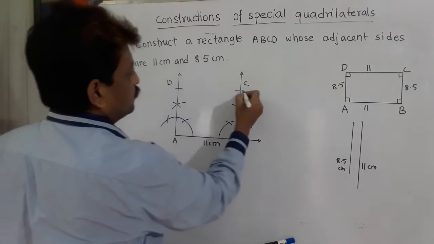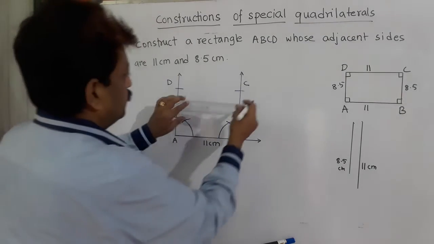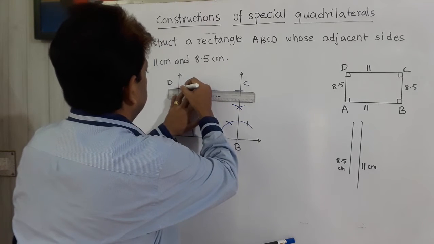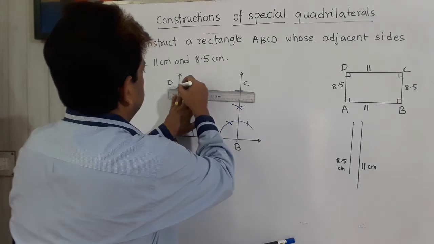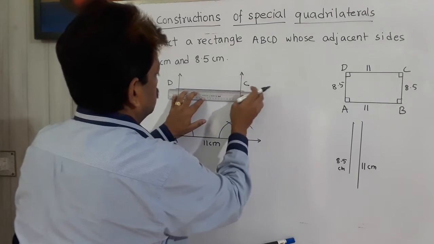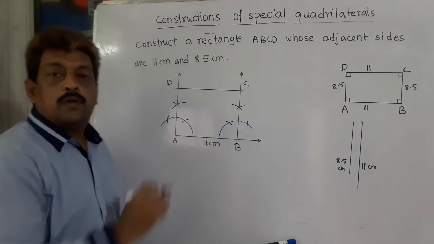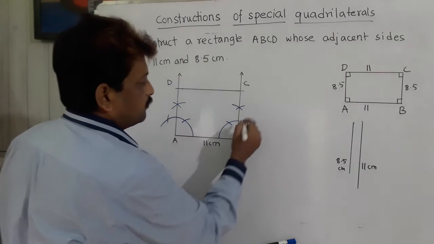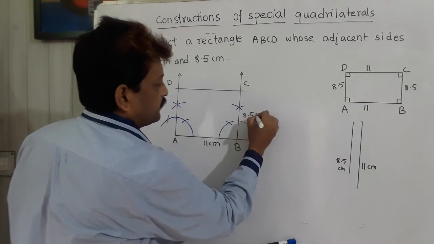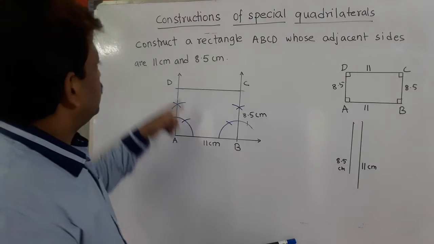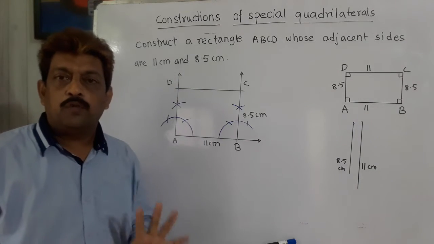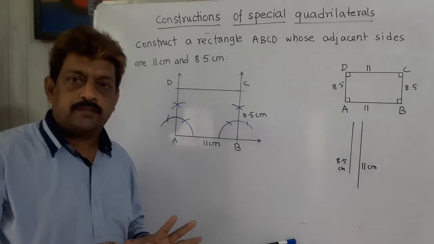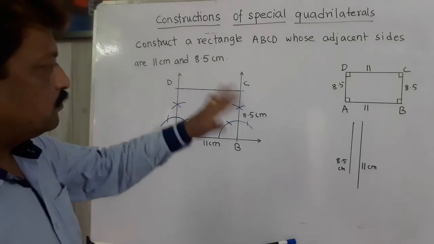Now I have to join these two. So ABCD is the required rectangle whose length is 11 centimeter and breadth is 8.5 centimeter, means the adjacent sides are 11 centimeter and 8.5 centimeter. Hope you have understood that the construction of a rectangle is really very easy, isn't it? Okay, so just go through the whole thing.